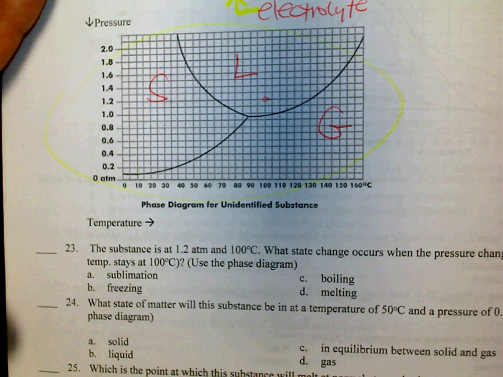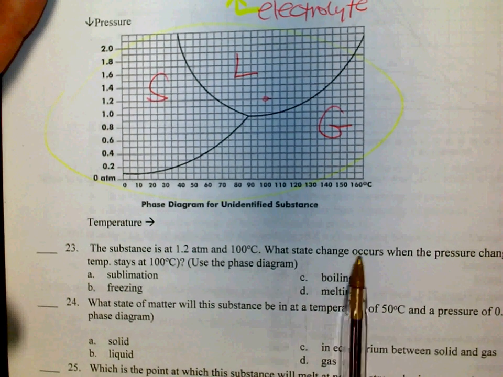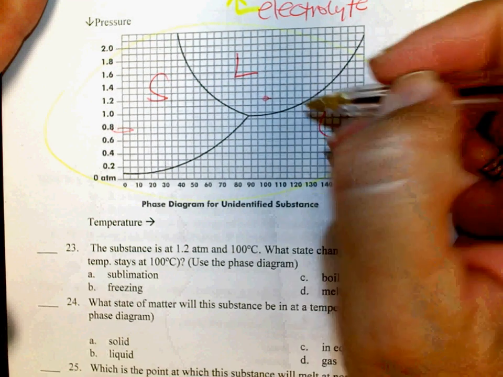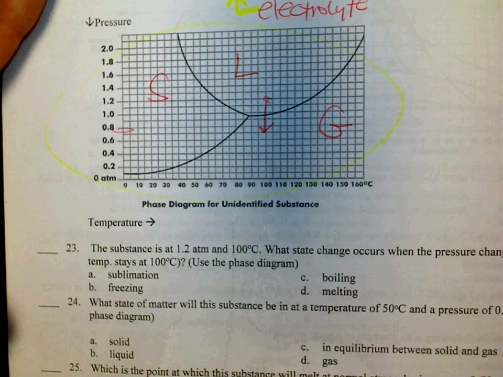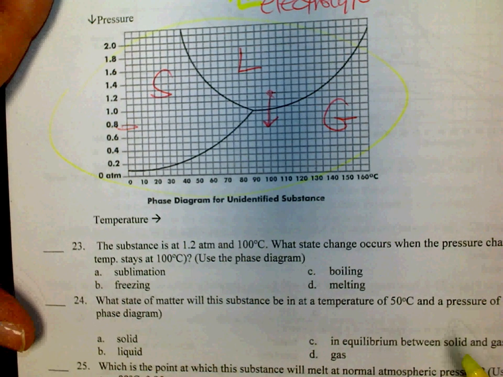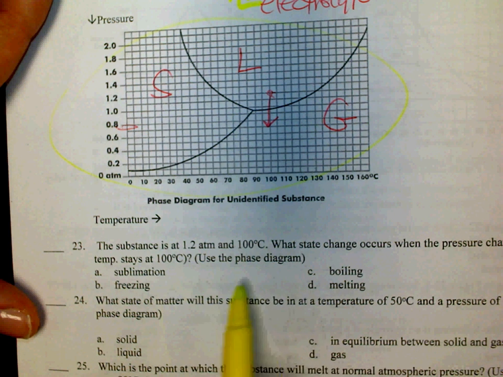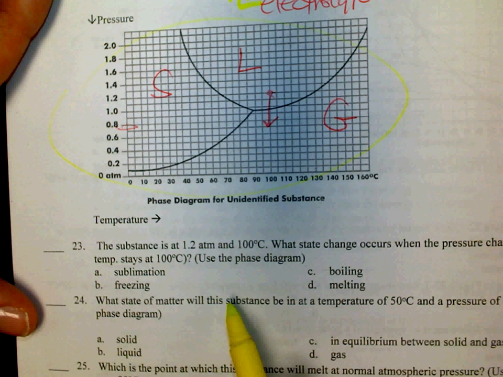Josh, go in the back, please. What state change occurs when the pressure changes to 0.8? Liquid to gas. Brian, what's that called? Which one of these choices? Look at the choices. Sublimate.